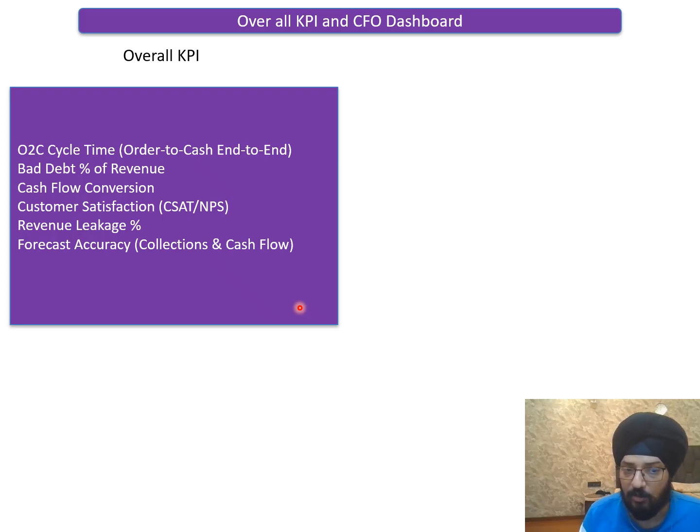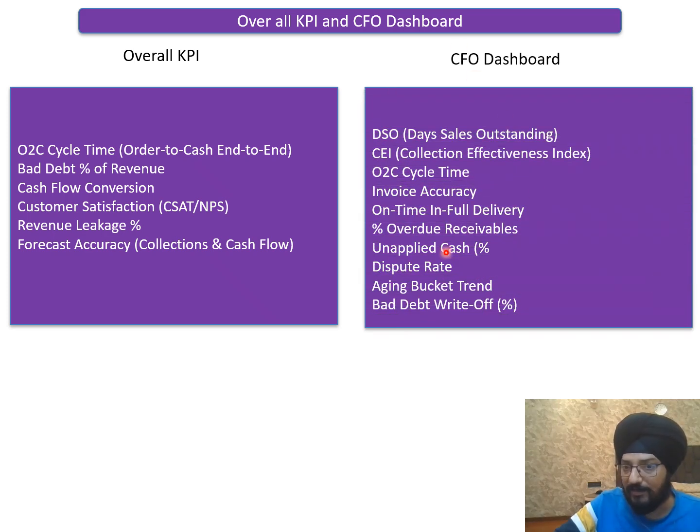While the controller or the global process owner is largely concerned about his own process, the CFO definitely wants something more than that. And what does he want? He wants 10 key KPIs to be looked into, and we want a CFO dashboard that will show these 10 performance indicators to ensure that O2C as a process is working fine for the company in which he is designated as CFO. They are: DSO, collection effectiveness index, O2C cycle time, invoice accuracy, on-time full delivery, percentage of overdue receivables, unapplied cash percentage, dispute rate, aging bucket run, and bad debt.